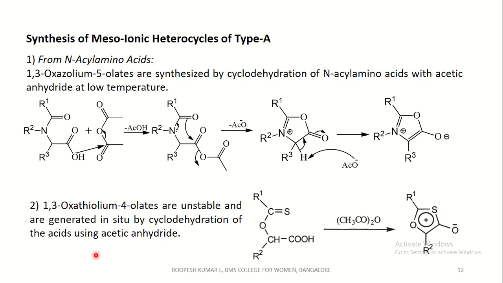1,3-oxathiolium 4-olates are unstable and are generated in situ by cyclodehydration of the acids using acetic anhydride. This is a thio group. This on reacting with acetic anhydride, we get 1,3-oxathiolium 4-olates, and this is unstable, and this follows the same mechanism as the first one.